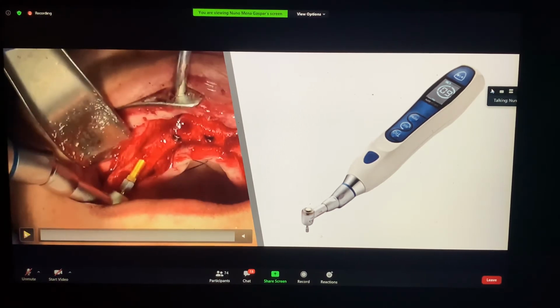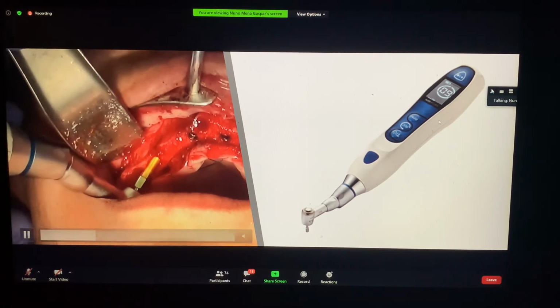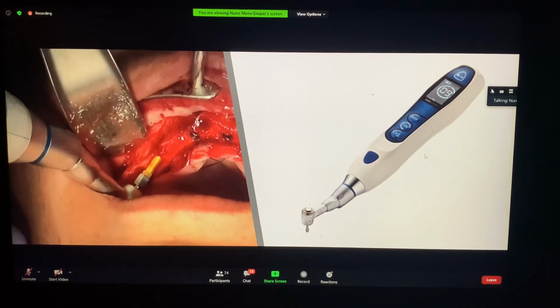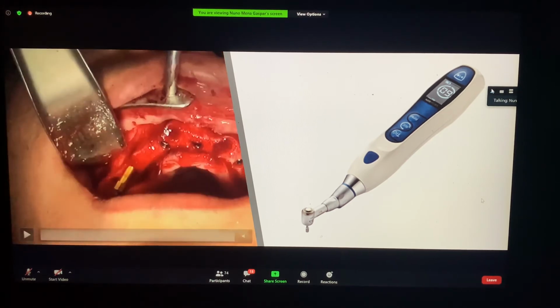Okay, so after your implants are placed, you just use the smart peg with the torque, torque it at 5 Newton.